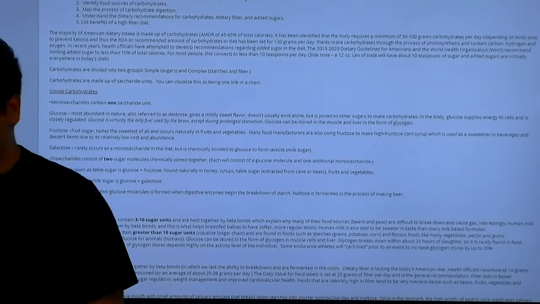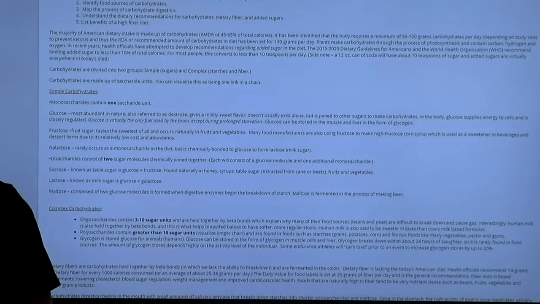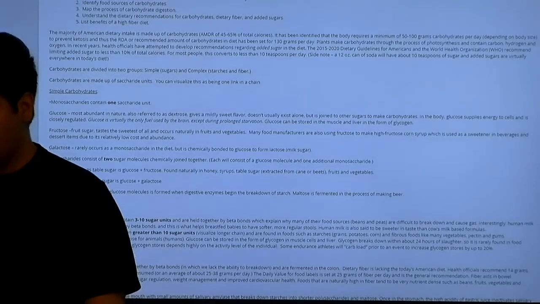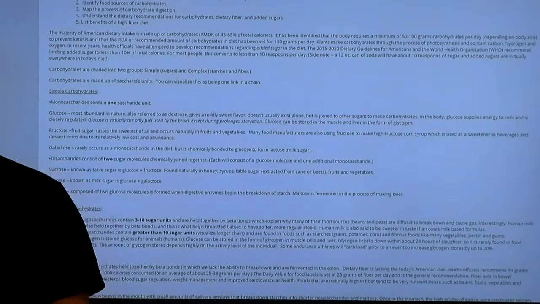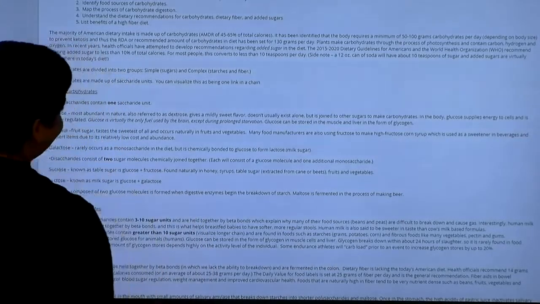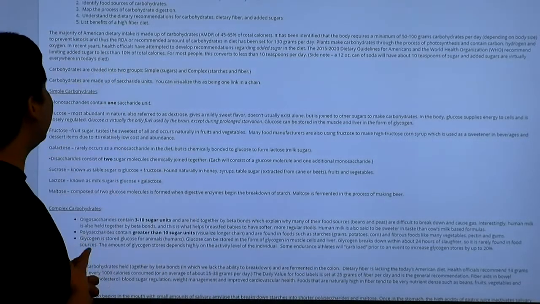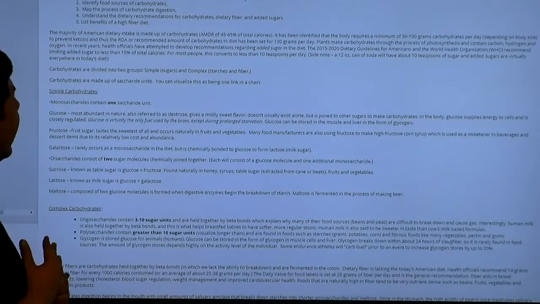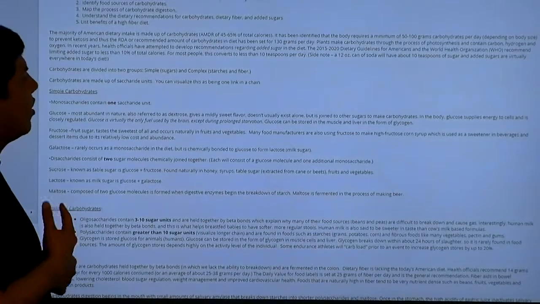130 grams per day. Plants make carbohydrates through the process of photosynthesis and contain carbon, hydrogen and oxygen. In recent years, health officials have attempted to develop recommendations regarding added sugar in the diet.